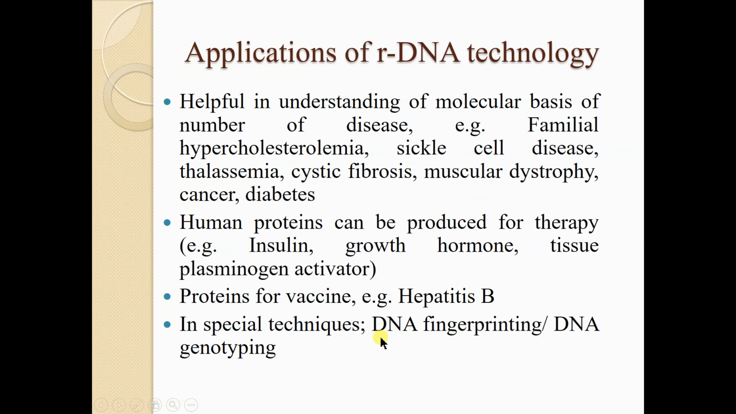Then in forensic medicine, for the diagnosis of victims in a particular case, we identify body fluids from the victim at the criminal site. We take those body fluids, multiply them, and then isolate the DNA. This DNA from the suspected victim will be matched by the DNA fingerprinting technique. So this is again by recombinant DNA technology.